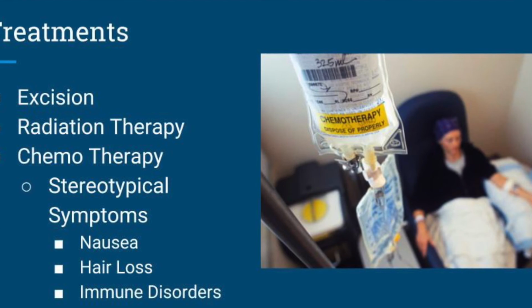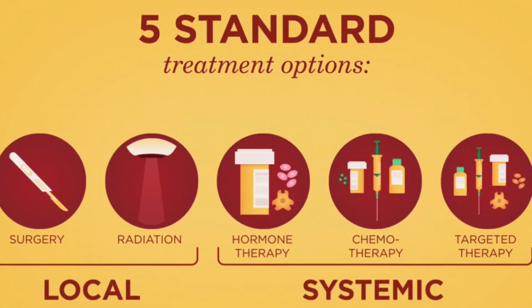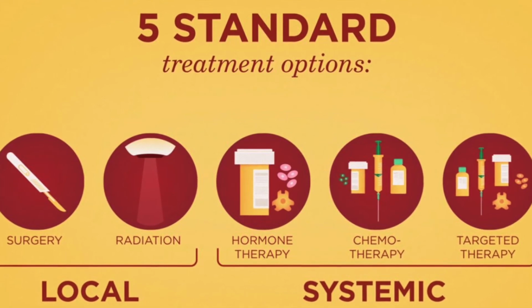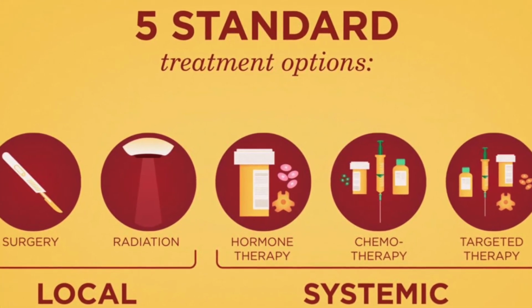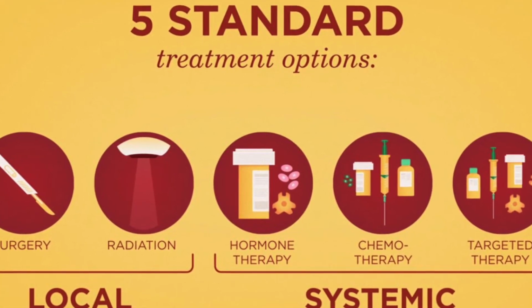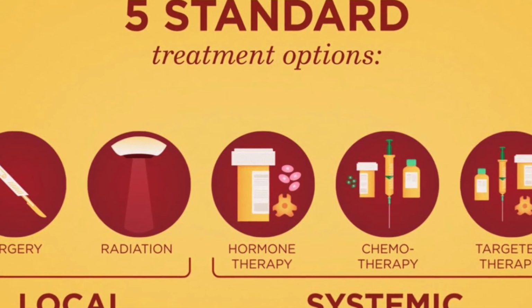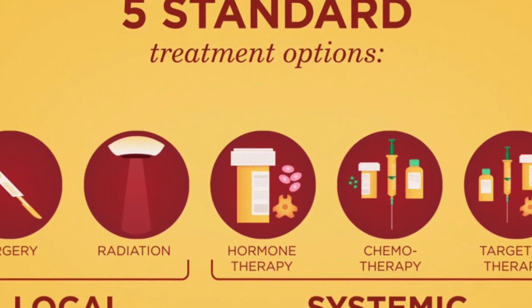Chemotherapy works by administering drugs that target fast-growing cells. Unfortunately, cancer cells aren't the only fast-growing cells in the body. Other cells, like hair cells, stomach lining cells, and immune system cells can also be killed off, resulting in the stereotypical cancer symptoms of hair loss, nausea, and immunodeficiency, respectively.